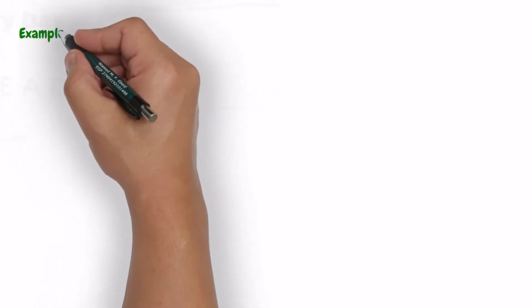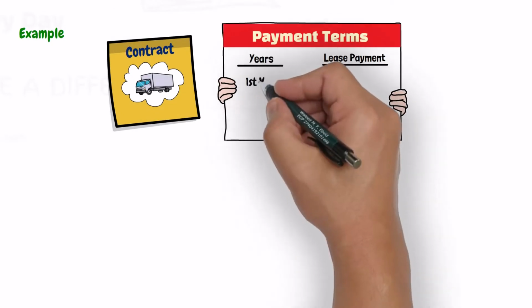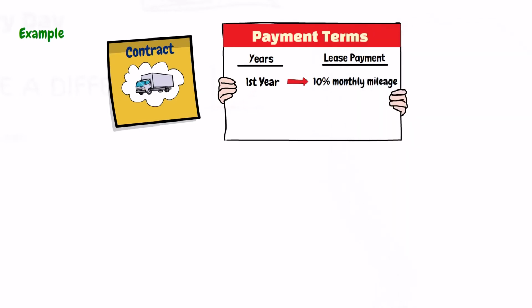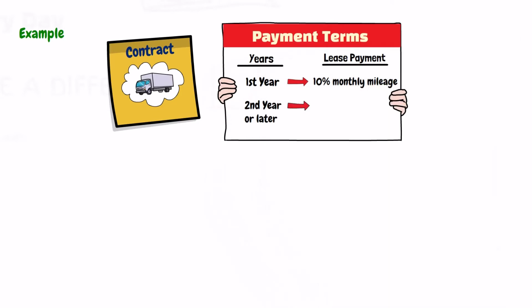An example of this is, when a lessee signs an agreement to lease a vehicle for 3 years. The monthly payments during the first year are calculated as 10% of the monthly mileage made by the vehicle during the first year. The monthly payments for the remaining 2 years will be fixed at 15% of the average mileage made by the vehicle during the first year.